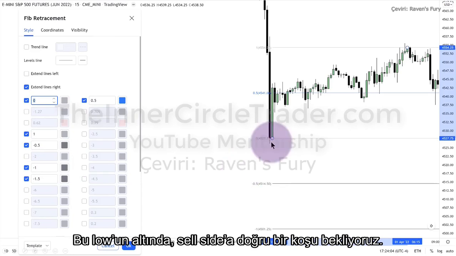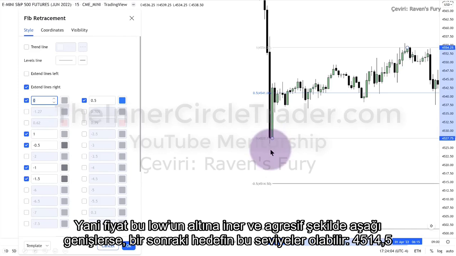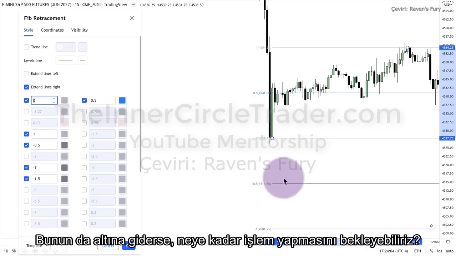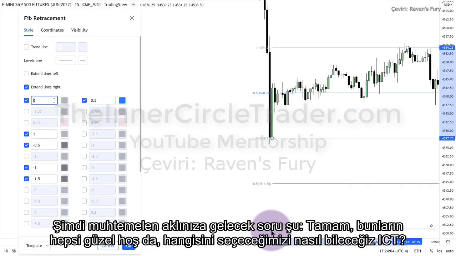So below this low, we're looking for it to run into sell side. So if it goes below this low and aggressively expands lower, this could be your next target, 45.14.5. If it goes below this one, we can anticipate it trading down to what? 45.01.25.